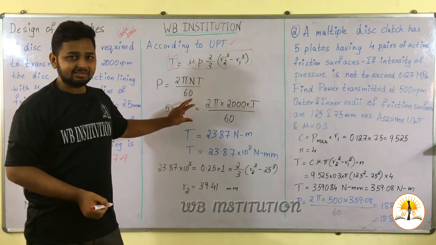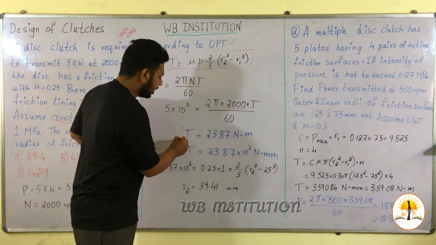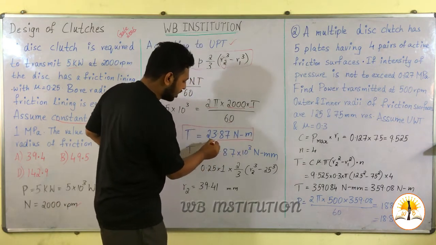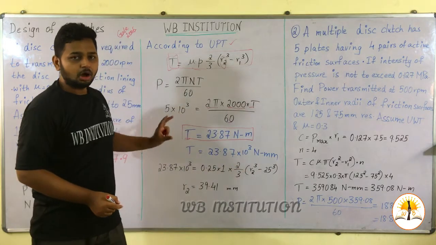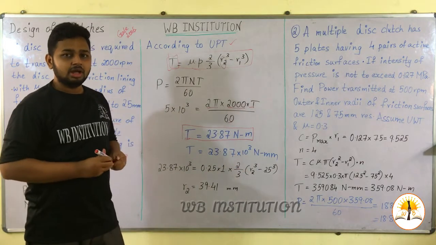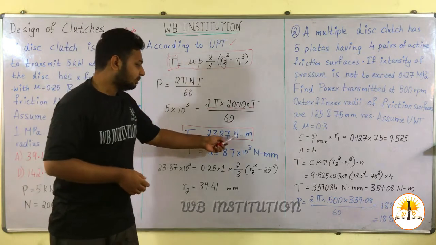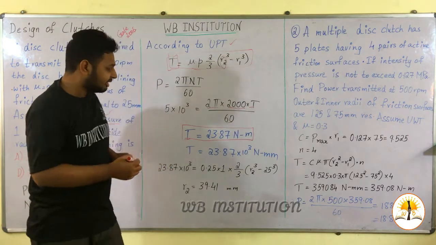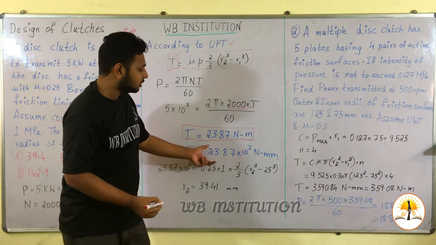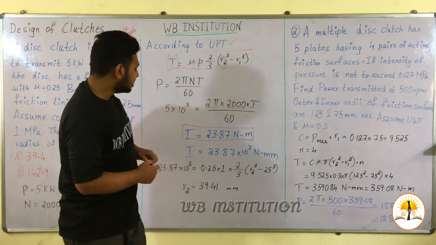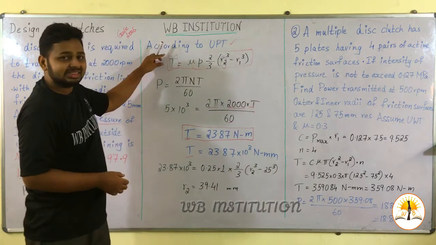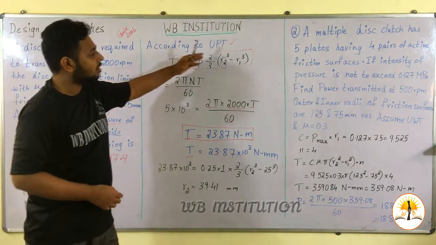If we solve this equation, then we get the amount of torque, that is 23.87 Newton meter. We want to convert it into mm, so we multiply it by 10 cube. Then we get the value of the torque T equal to 23.87 into 10 cube Newton mm. Now we got the value of torque. If we substitute this in this equation, then we get the outer radius.